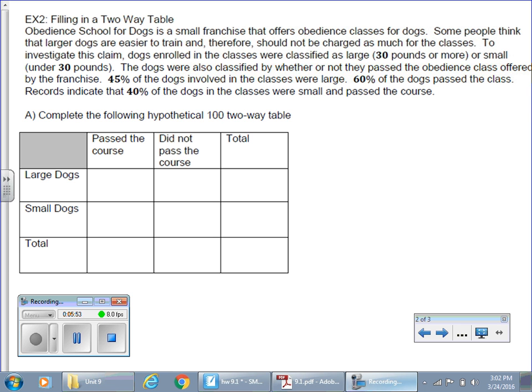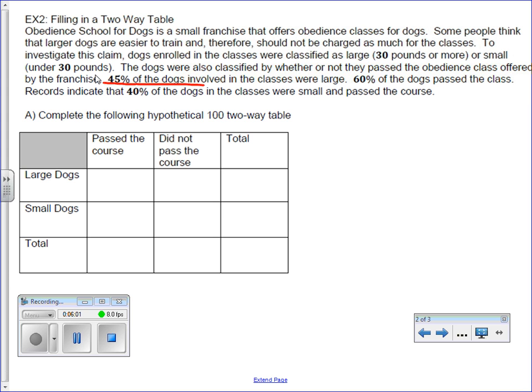Now I'm seeing numbers, so I'm assuming this is going to be important. 45% of the dogs involved in the classes were large. 60% of the dogs passed the class. Records indicate 40% of the dogs in the classes were small and passed. So that is 2 conditions that they need.